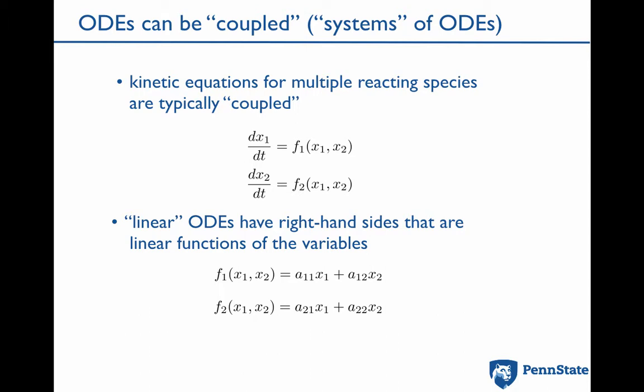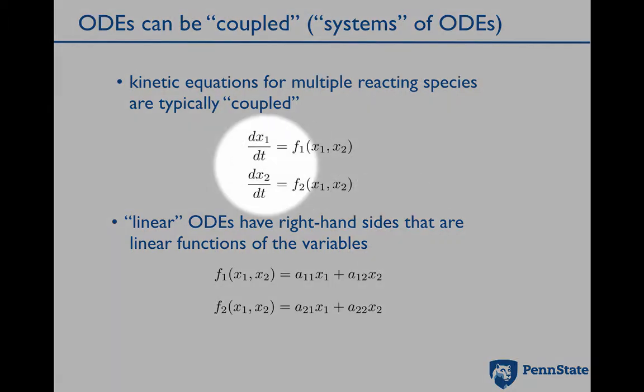ODEs can be coupled. You can have what are called systems of ODEs, and kinetic equations are a common example of that for multiple reacting species. So if we have two concentrations, x1 and x2, their recipe for advancing forward in time can be given in this way, so that the right-hand side functions f1 and f2 depend on both of the two variables x1 and x2. When we speak of linear ODEs, it means that those right-hand side functions are linear functions of the variables that we're solving for, so like this. So each of the functions f1 and f2 here are linear expansions in x1 and x2.